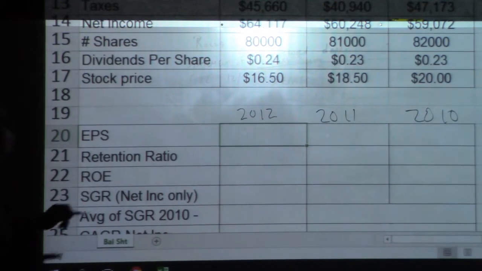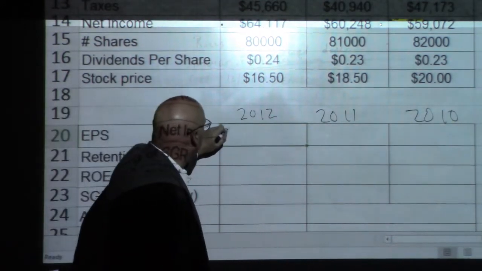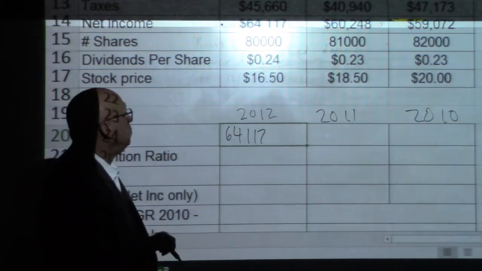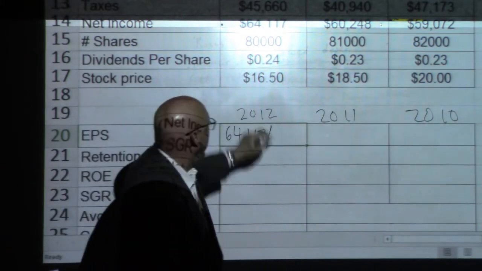So let's scroll back up, and let's do some earnings per share. Okay, and so we've got 64,117 divided by 80,000.